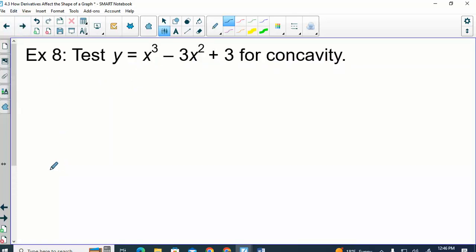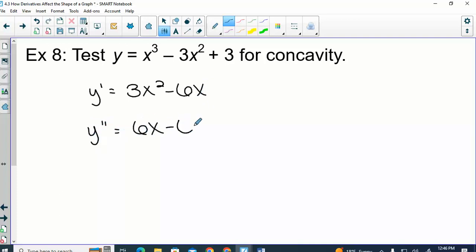All right, first half of your homework tonight is going to be finding the concavity. Where is it concave up and concave down? In order to do that, concavity is determined by the second derivative. So we have to do the derivative twice. So my first derivative is 3x squared minus 6x. Okay. Then the second derivative would be 6x minus 6.